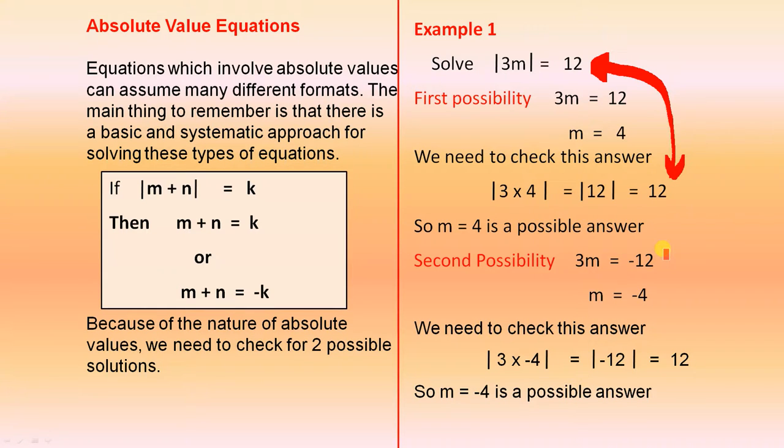The second possibility is 3m can equal minus 12. So m can equal minus 4. So we need to check this answer. The absolute value of 3 times minus 4 is the absolute value of minus 12, which is 12. And that's the same as the original answer. So m equals minus 4 is a possible solution. That is definitely a possible answer.